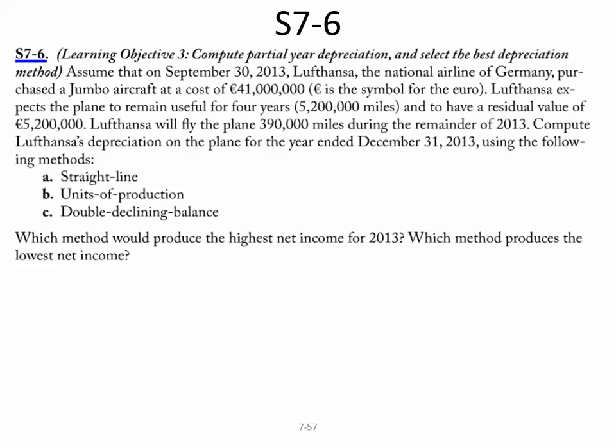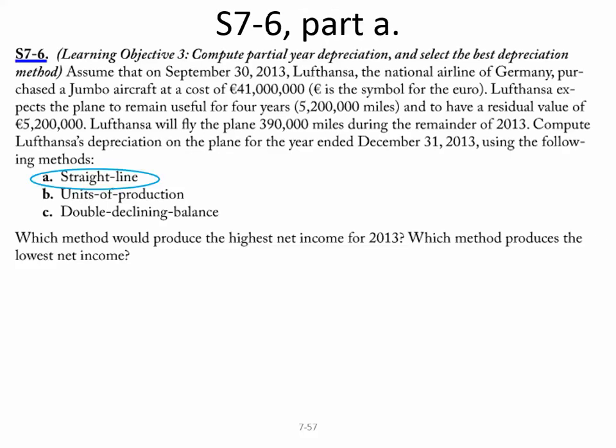Okay, so we're talking about an aircraft that we purchased September 30th and the year end is December 31. So when we look at that, we think this company will only have owned the airline for October, November, and December, 3 months out of the year. So the first method that they're asking for is straight line method.